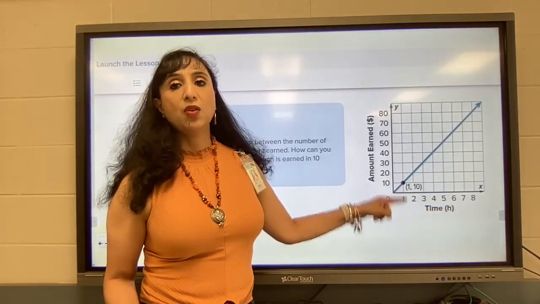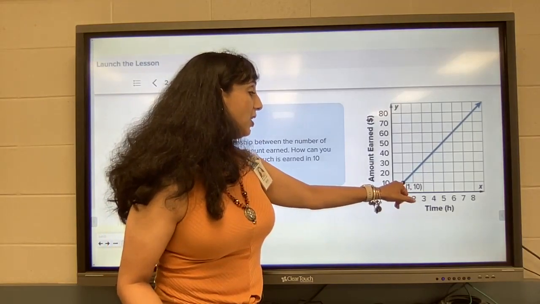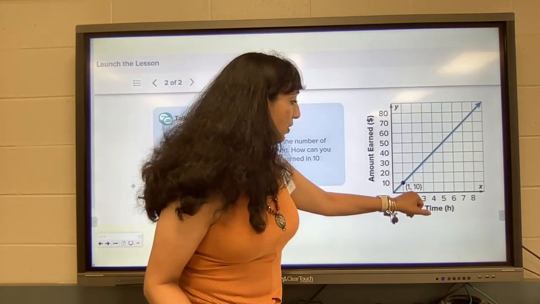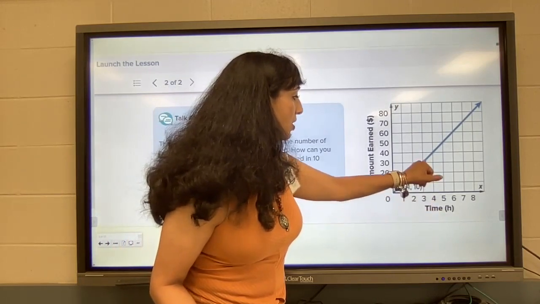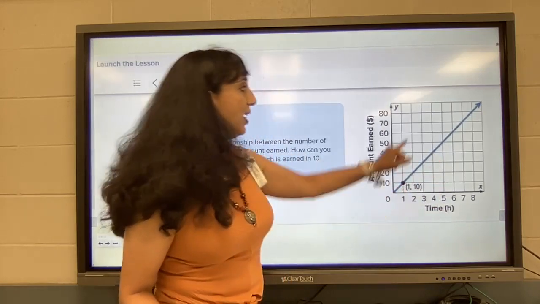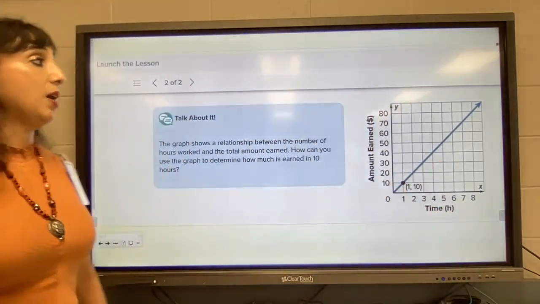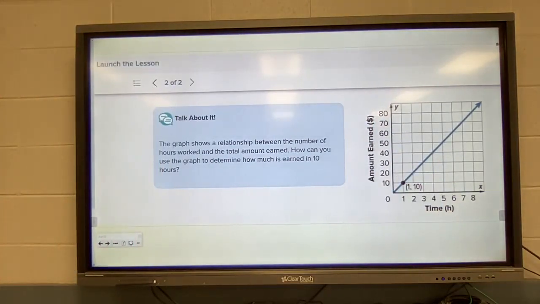Then you are going to graph for 1 hour, you have $10. 2 hours over here, $20. 3 hours, $30. Okay, 4 hours, $40. So as you can see, the line is going straight in this graph. And so we can definitely look at this graph and see if it is proportional or not.